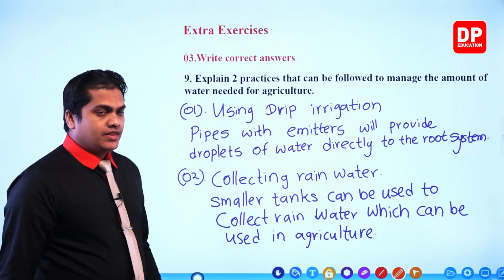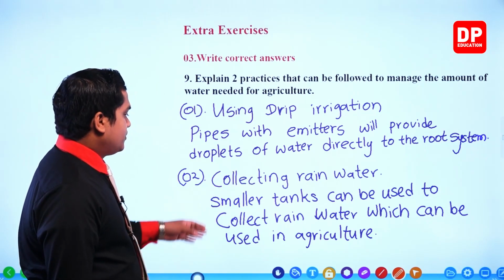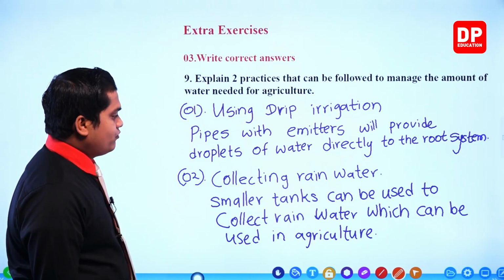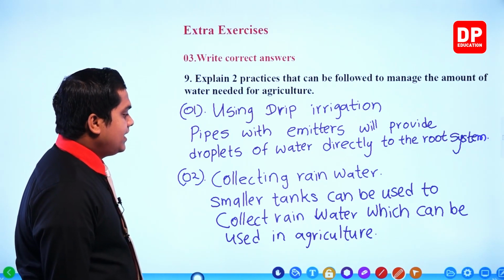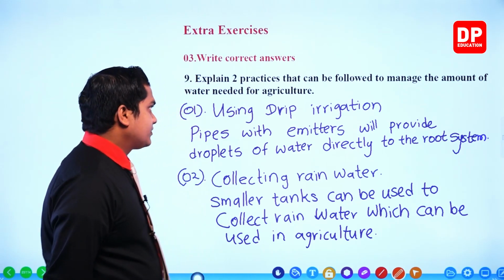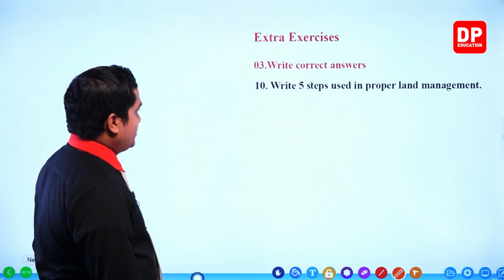Then the next one would be, my dear children, collecting rainwater. So smaller tanks can be used to collect rainwater which can be used in agriculture. Okay. Right then. This is the answer for question number 9. And the next question, number 10.